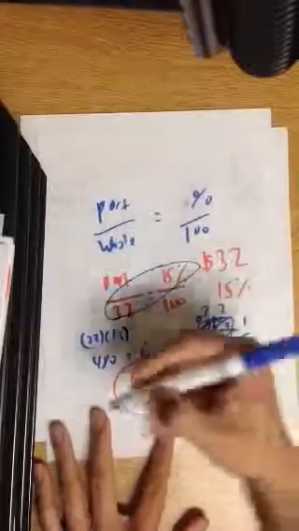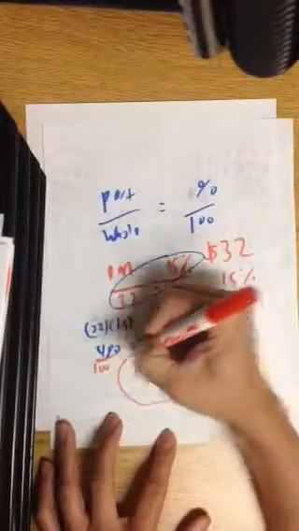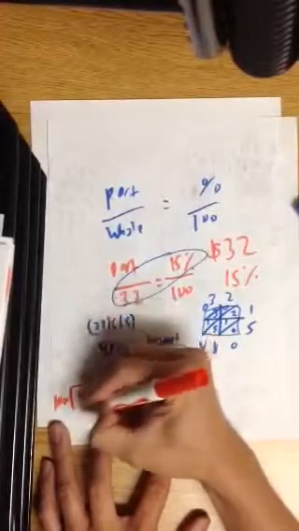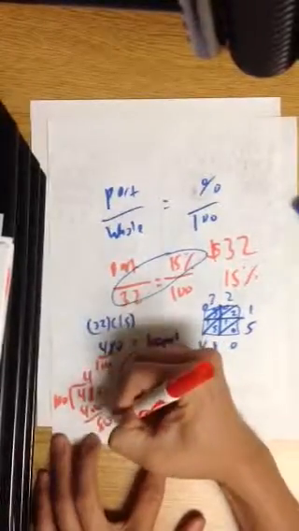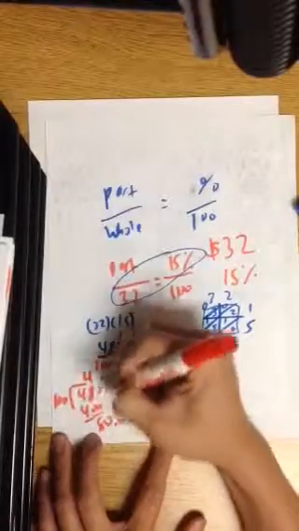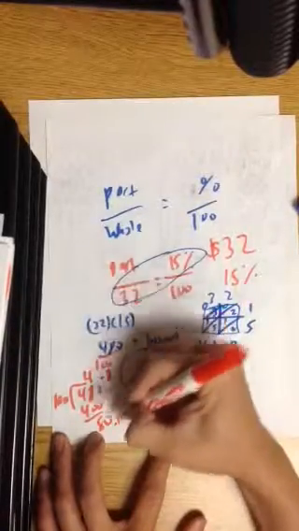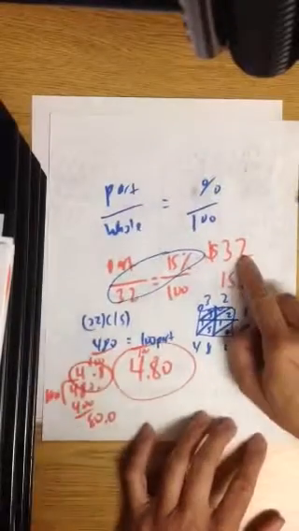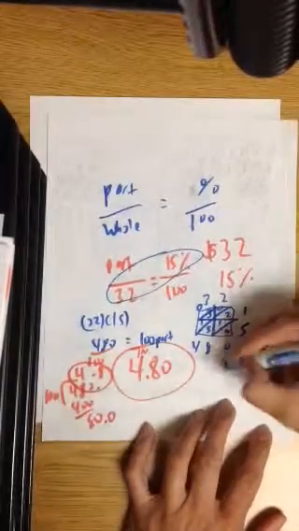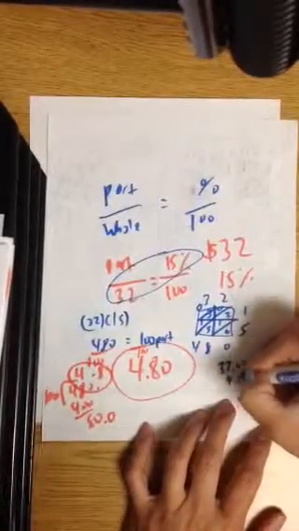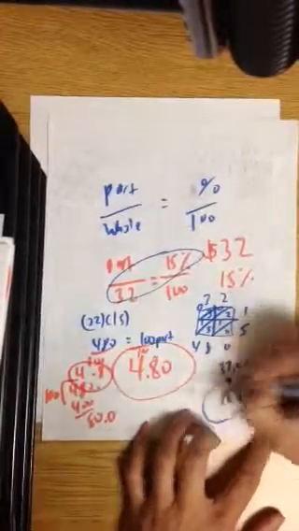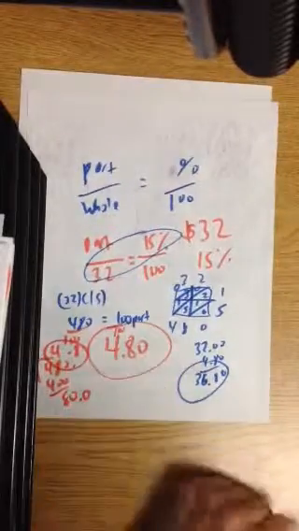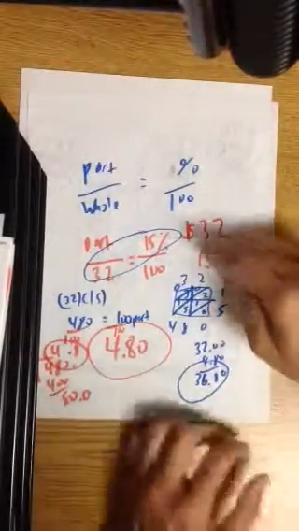$4.80. Let's check, because I don't trust myself sometimes. 480 divided by 100 is 4. The remainder is 80. Add a decimal and a 0, and it goes in 8 times. So it's $4.80. If my restaurant bill is $32 and I leave $4.80, my final cost is $36.80 for the restaurant bill with this tip.